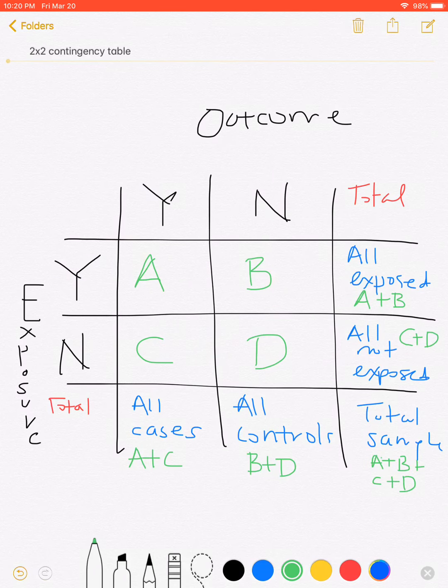Now, a prettier version of this is on the next slide. I was just trying to show you how we got to what that table looks like on the next slide. So hopefully this was helpful in getting you to where you need to be.